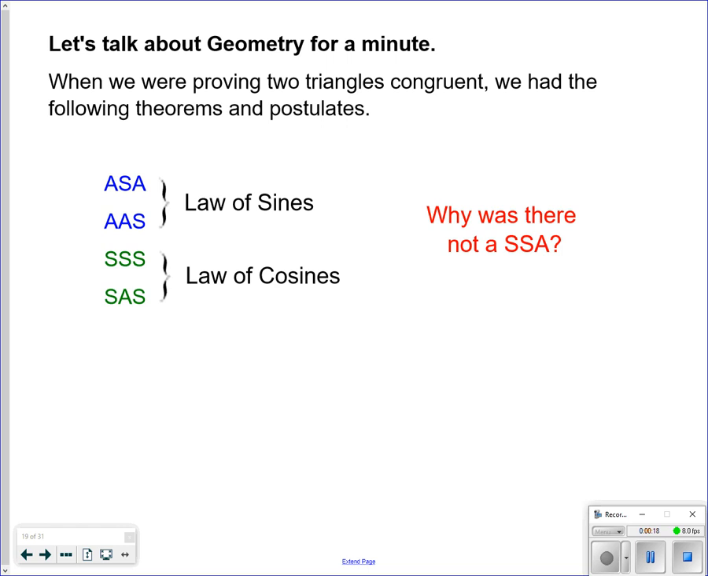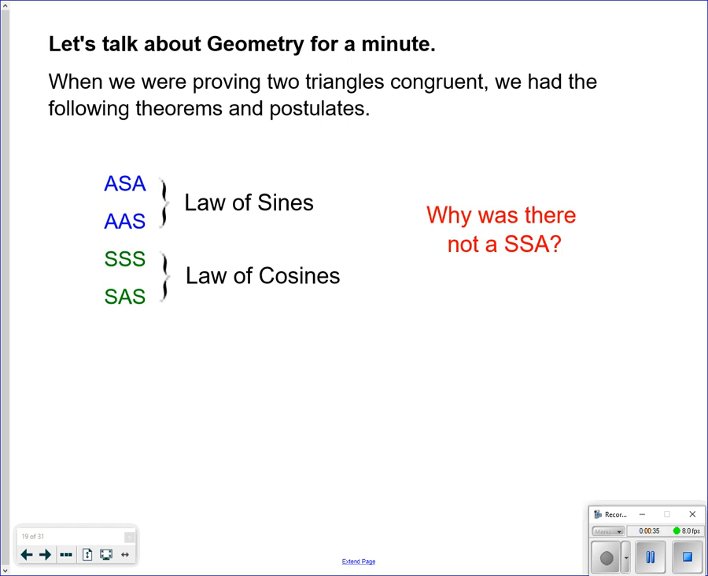Remember back when you did geometry theorems and congruent triangles and angle side angle and angle angle side. Those are actually law of sines. And then side side side, side angle side, those are law of cosines. And we'll get to law of cosines tomorrow.